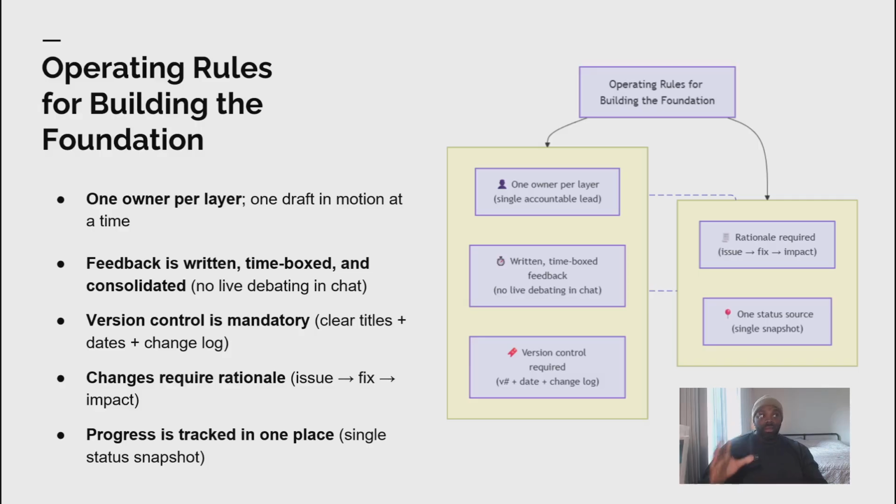You have one person who's the owner, and in some cases you might have an alternate just in case the main person can't help out. But it's important you have one owner per layer, so they can control the whole thing effectively and not have confusion. So just to recap, one owner per layer, one draft in motion at a time.